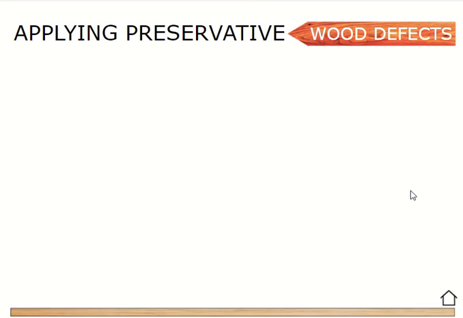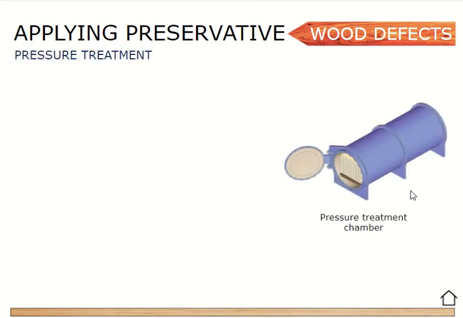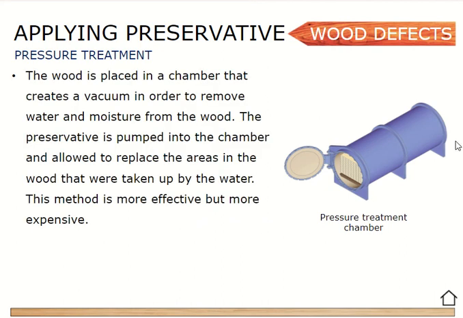Very briefly, we'll look over at applying the preservative. So there's a couple of different ways. Obviously, your brush, etc. But one of the most common things nowadays is to use a pressure treater. Okay, so it's like a little chamber here, and basically the wood is placed into the chamber, creates a vacuum, okay, to remove the water and the moisture from the wood. The preservative then, they pump it into the chamber here, this blue chamber, and basically the wood soaks it up. Okay, so it's very effective, but it's actually very expensive as well.